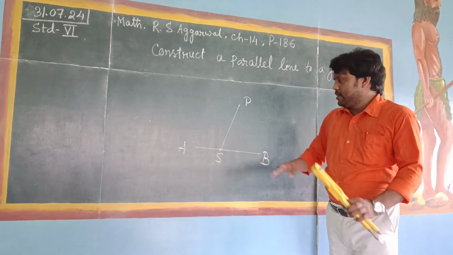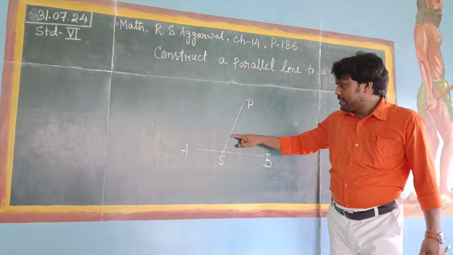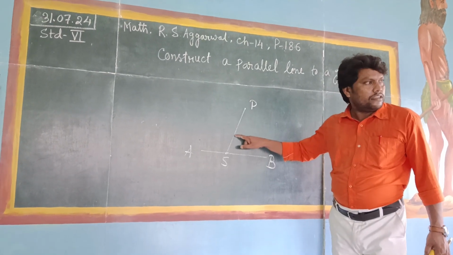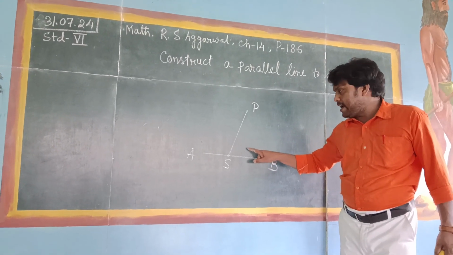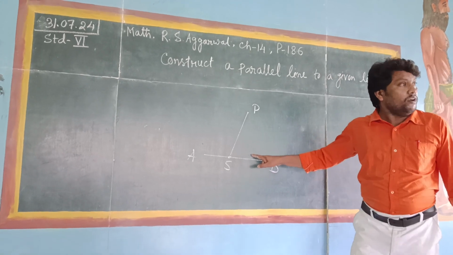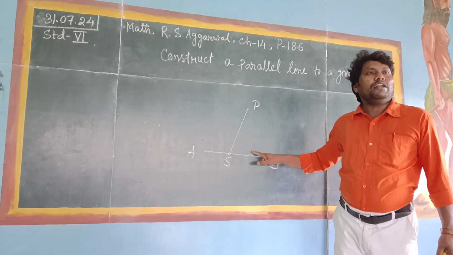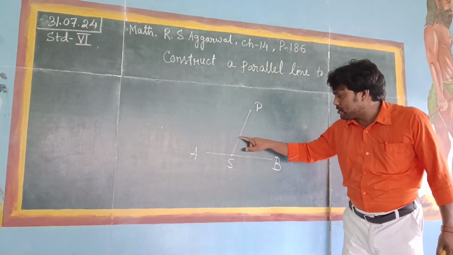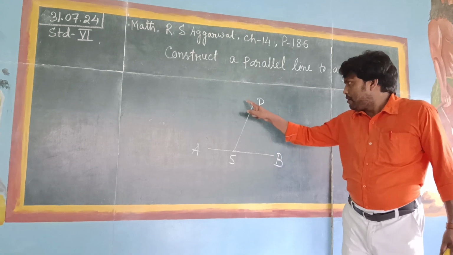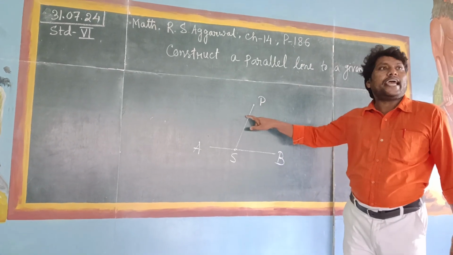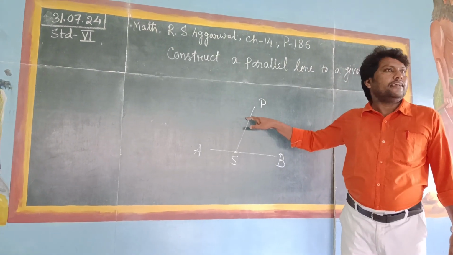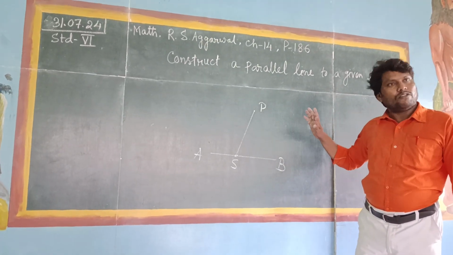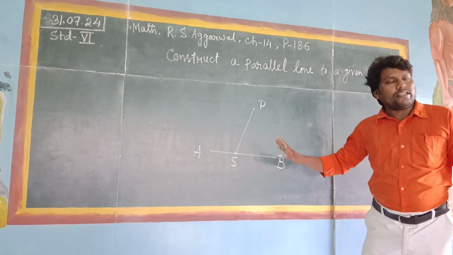Next step, look very carefully. An angle is formed here. How will you get the parallel line? If you construct this angle through the point P as an alternate angle, then automatically the line will appear here. Okay, understand? So what is the next step?